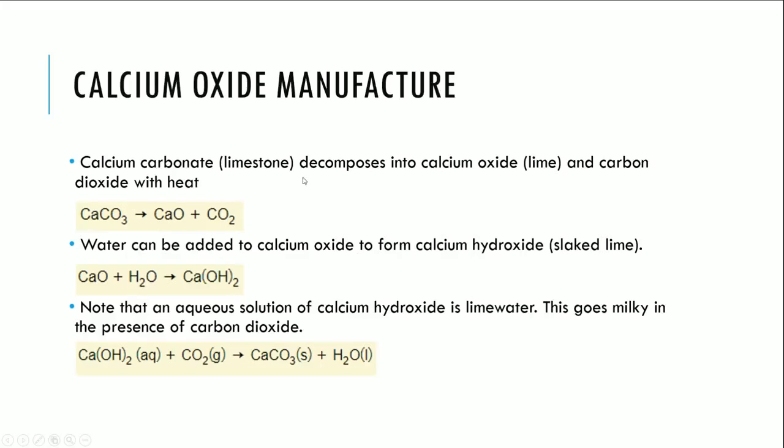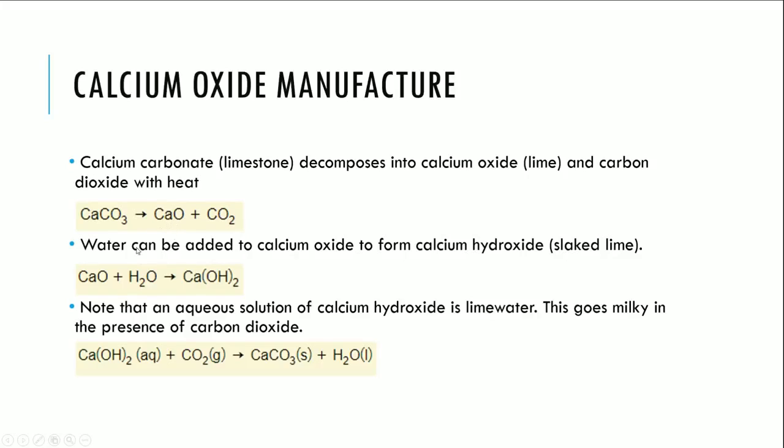Now, calcium carbonate or limestone decomposes into calcium oxide, which is lime, and we've actually seen this reaction before, and it produces carbon dioxide in the process as well. So calcium carbonate thermally decomposes to form calcium oxide and carbon dioxide. And so another word for calcium oxide is actually lime. And so again, if they use lime in an examination, you have to just interpret that as calcium oxide.